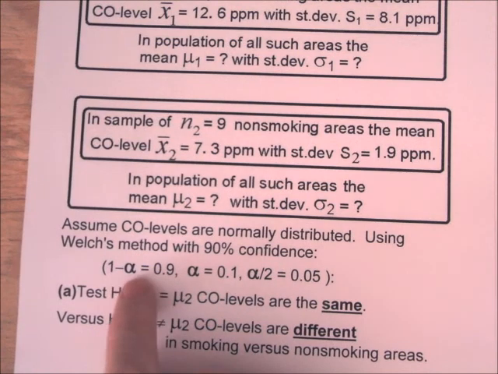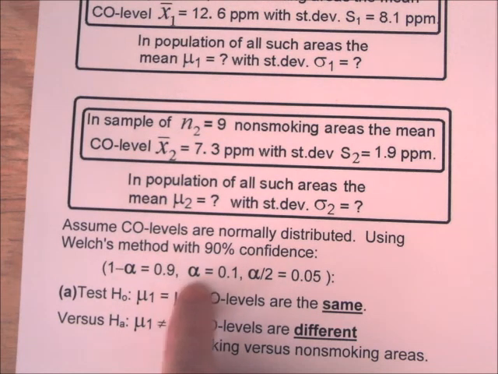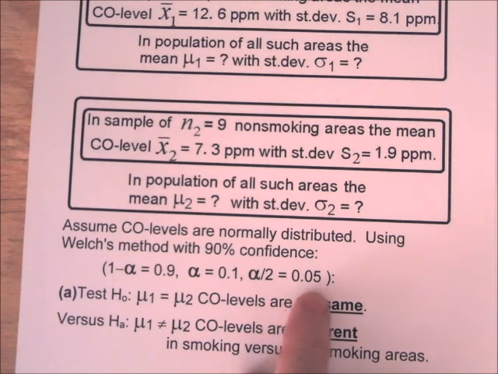So that means that 1 minus alpha is 0.9. That's our level of confidence. Our level of doubt, alpha, is 1 minus 0.9, which is 0.1. Alpha over 2 would be 0.05.